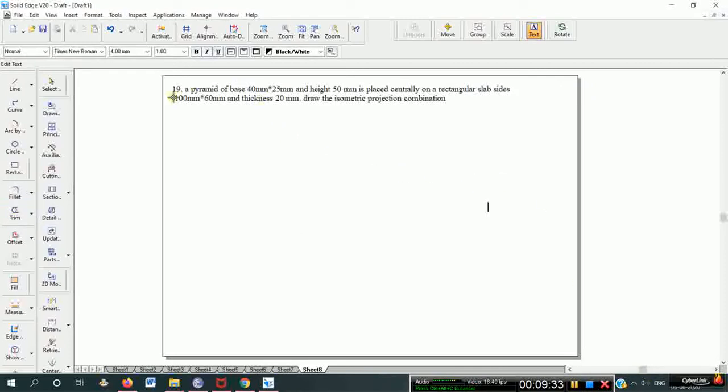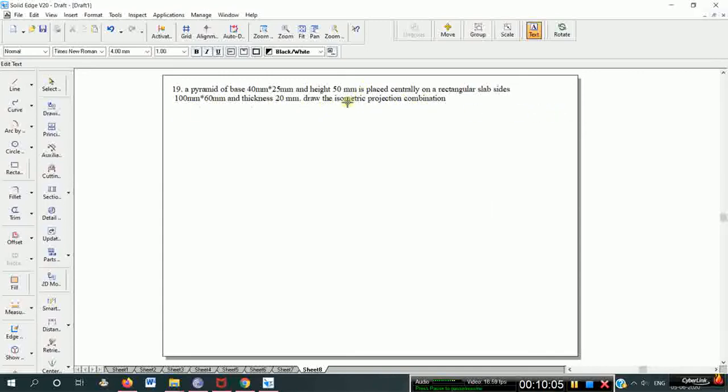So this is one more problem, the 19th problem in your solution book. They have given the orthographic projection in that solution book, so look in that book. They have given the front view and top view, and also the problem in the form of a sentence. That is, a pyramid of base 40 mm by 25 mm and height 50 mm is placed centrally on a rectangular slab of sides 100 by 60 mm and thickness 20 mm. Draw the isometric projection of the combination.